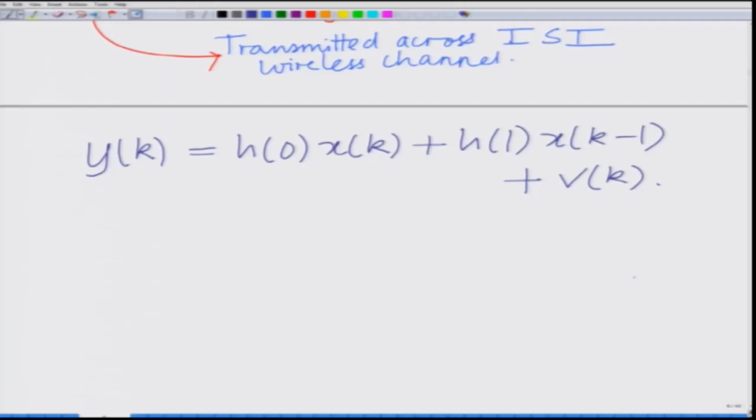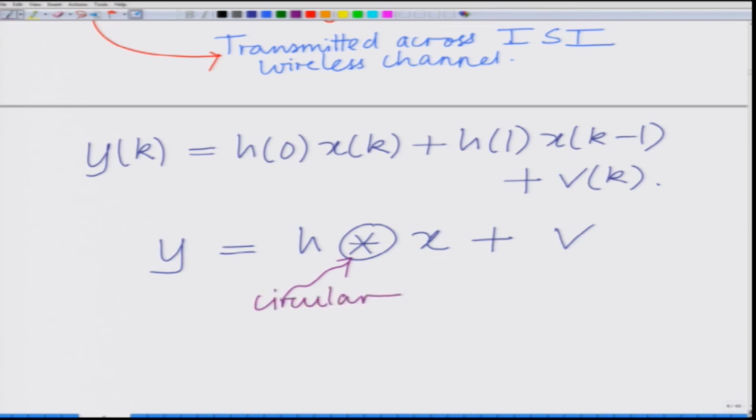Therefore, what you get at the output is y, the received output y, which is the channel filter h circularly convolved with x in the presence of additive noise v, and this is the key aspect. This is the circular convolution.